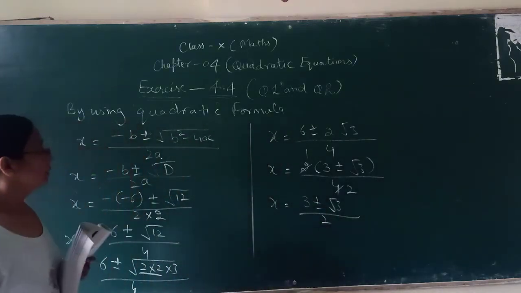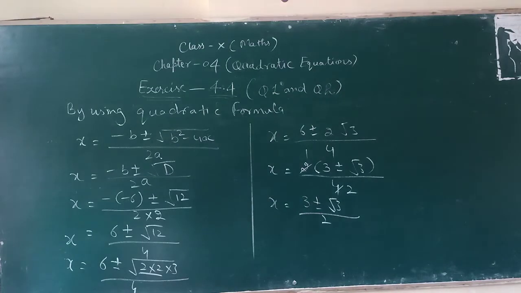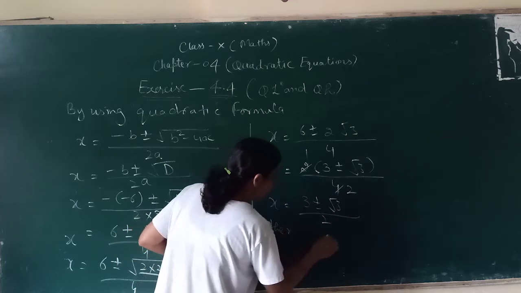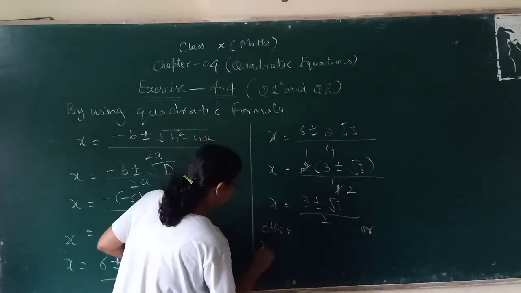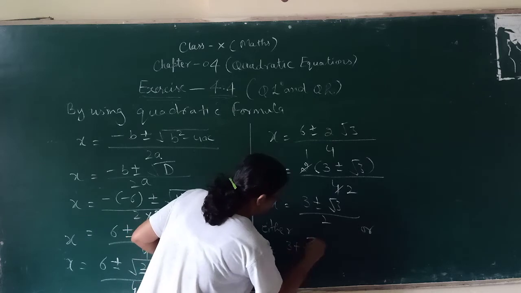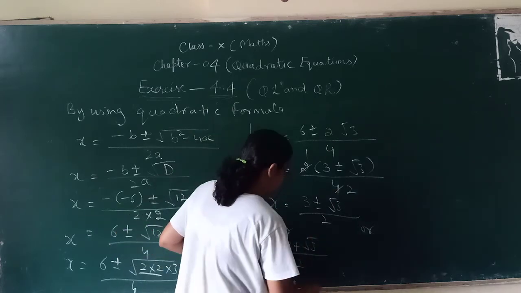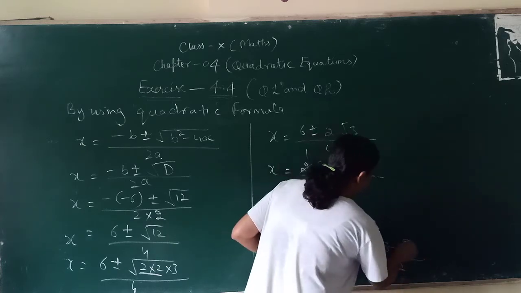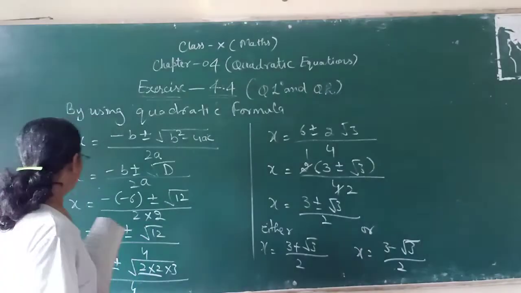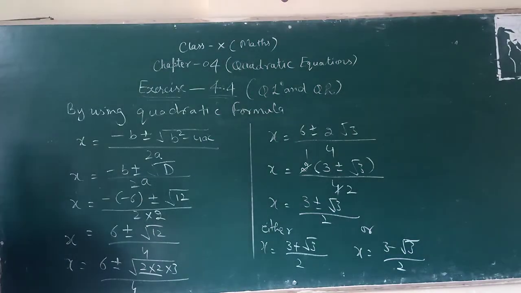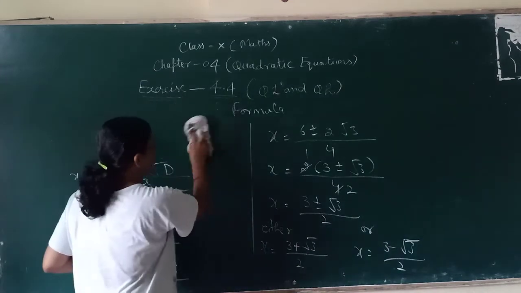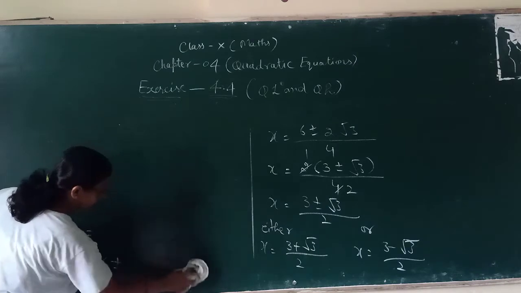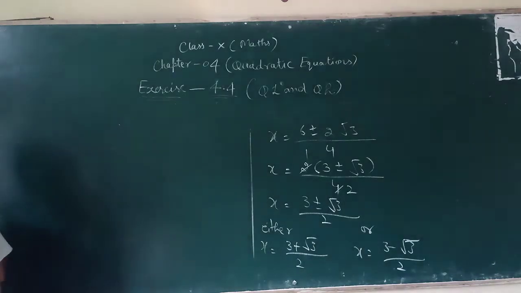So like this we have two conditions, one with the plus sign, one with the minus sign. Like in the factorization method also, we say either x is equal to 3 plus root 3 by 2, or x is equal to 3 minus root 3 by 2. So like this we got two roots. At last we have to say the required roots are whatever you got, that you have to mention here.